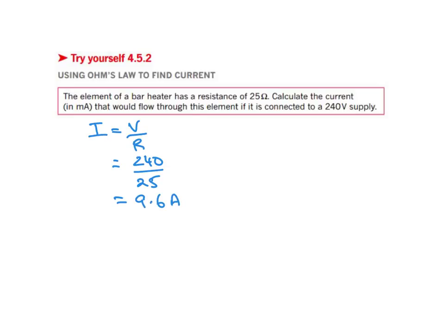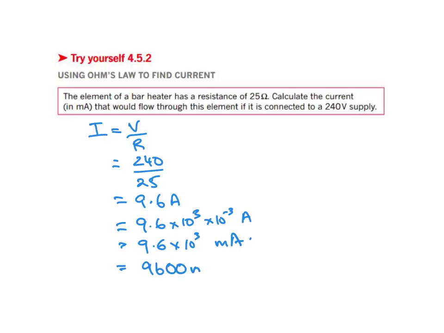and that's amps. Now, that's quite a lot of current, and expressing this in milliamps is not really necessary, but we're going to do it. So we take the 9.6, multiply it by 1, which is 10 to the 3 times 10 to the negative 3 amps. That becomes 9.6 times 10 to the 3 milliamps, and that becomes 9,600 milliamps.